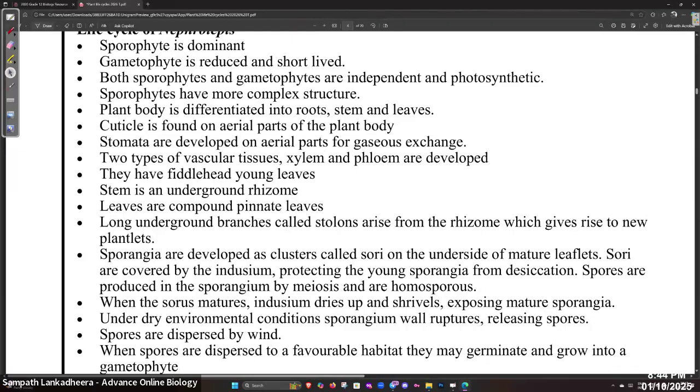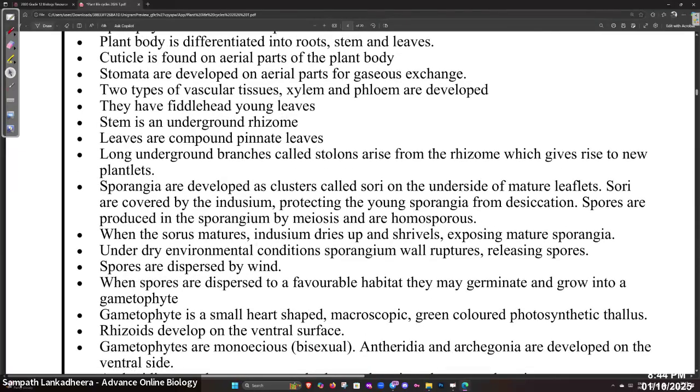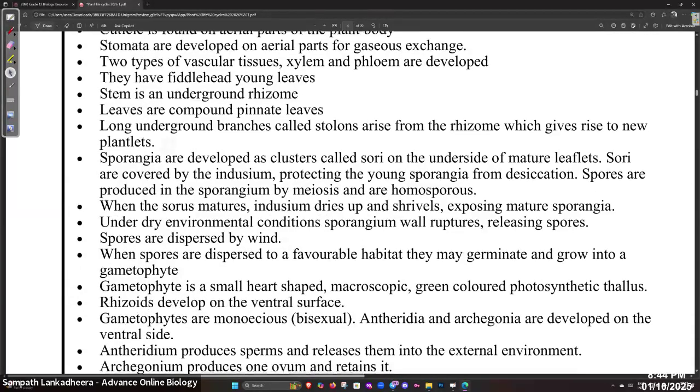They have fiddlehead young leaves. The stem is an underground rhizome. Leaves are compound pinnate leaves. There are long underground branches called stolons. Stolons rise from the rhizome and give rise to new plantlets.